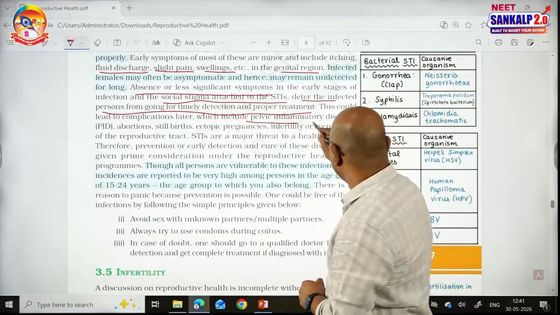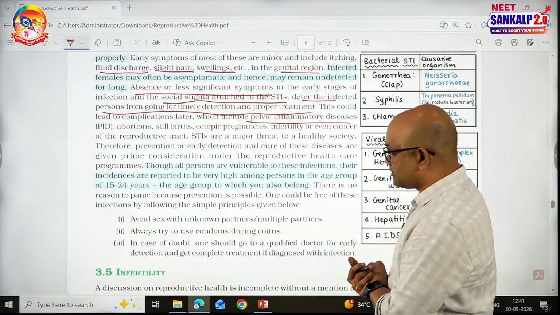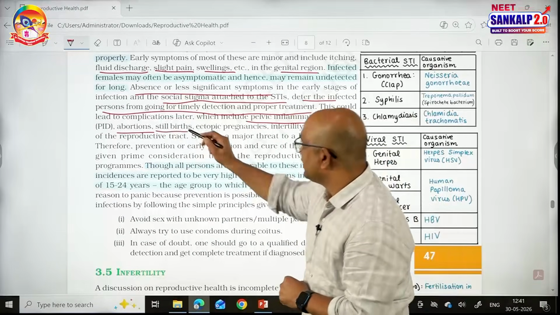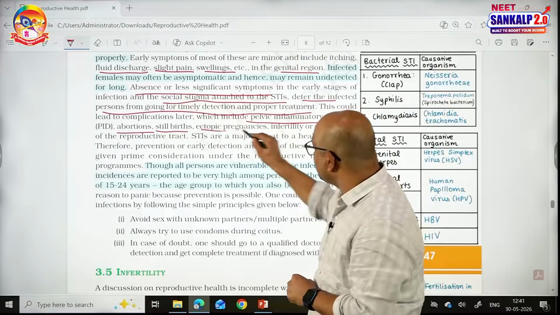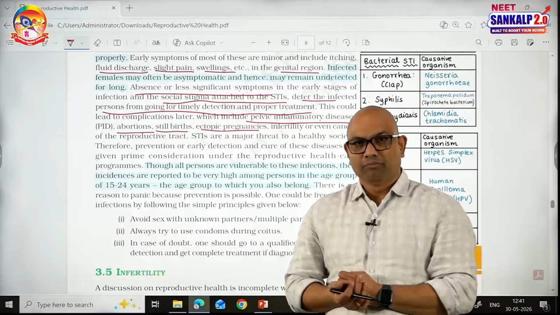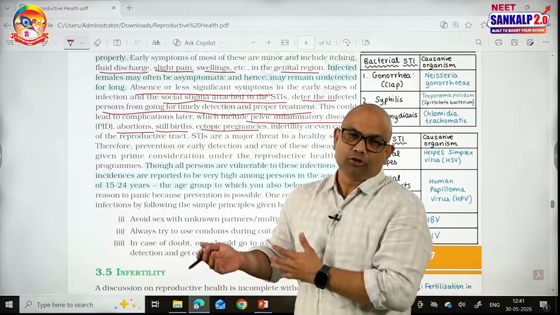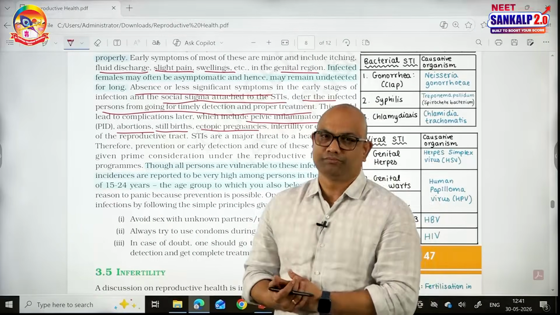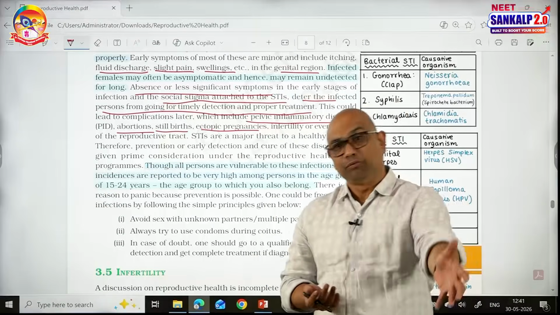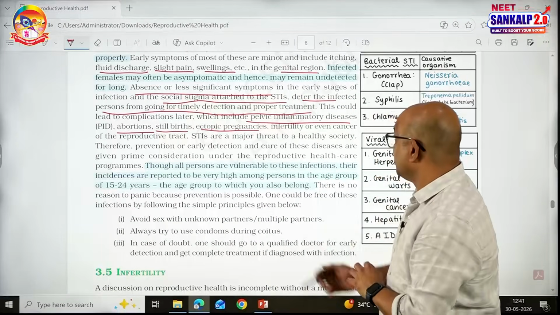One is pelvic inflammatory disease, inflammation of pelvic organs. It can cause abortions, stillbirth, giving birth to a dead child, ectopic pregnancies, that means implantation other than uterus. Most commonly the implantation in ectopic pregnancies can occur in the fallopian tube. Of course, implantation in the cervix, sometimes even in the abdomen is also called ectopic pregnancy.